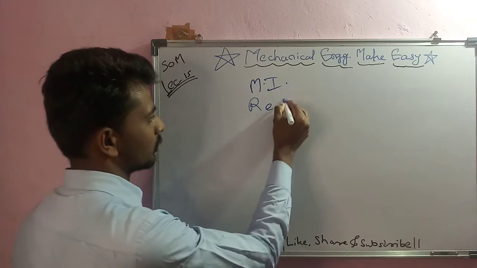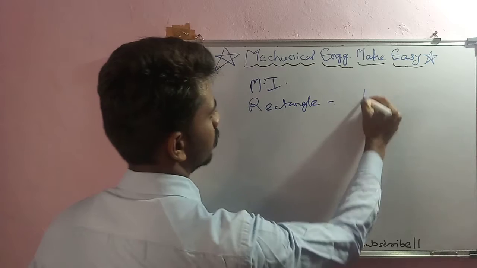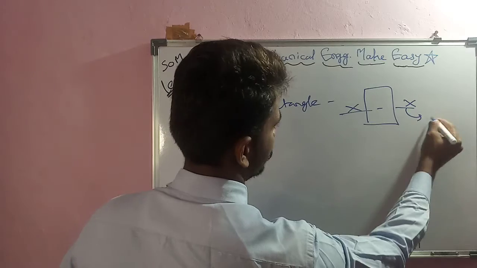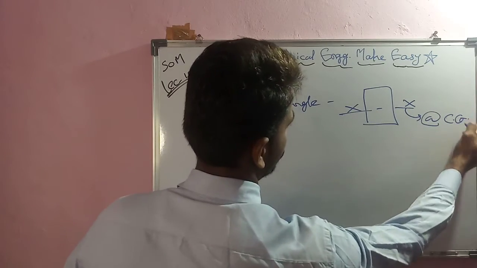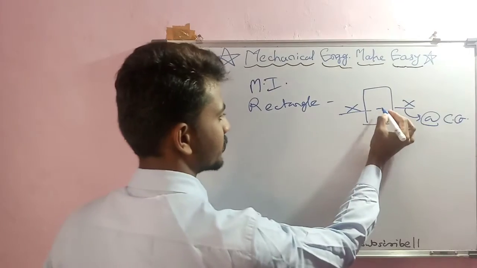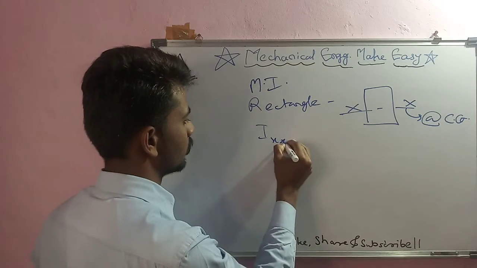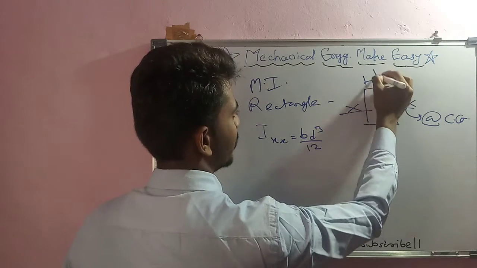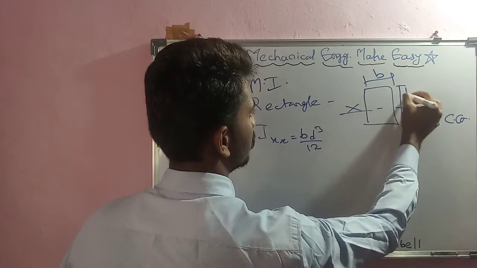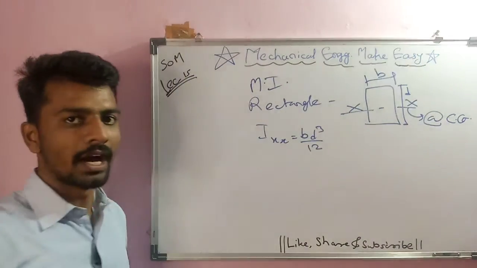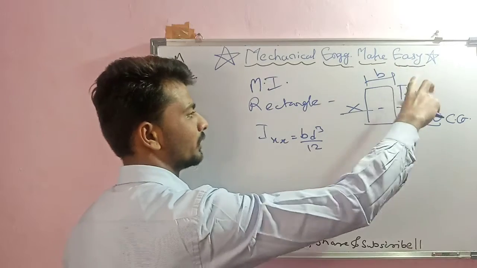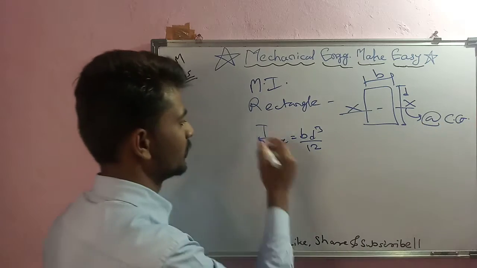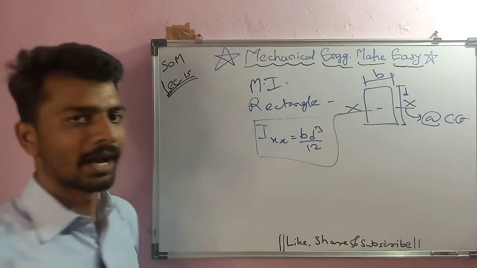Like for a rectangle, if this is the rectangle and this is axis xx which is passing through the CG, then the moment of inertia at the CG, that is at section xx, is equal to BD cube upon 12. So what exactly are B and D? B is nothing but the width and D is nothing but the height of that rectangle. So depending on the B value and D value, the moment of inertia at the XX section, that is at the CG, the formula is BD cube by 12.